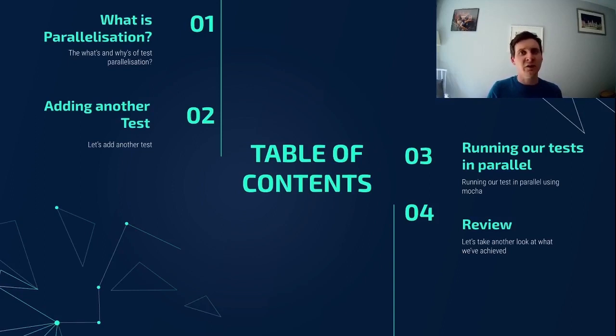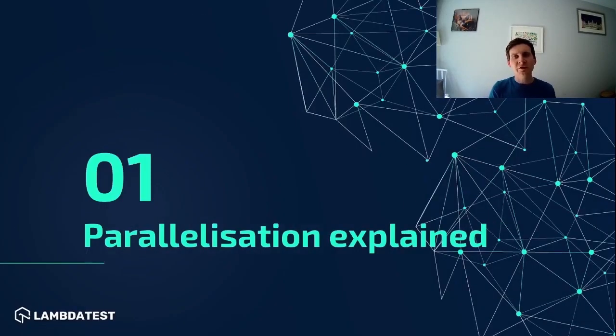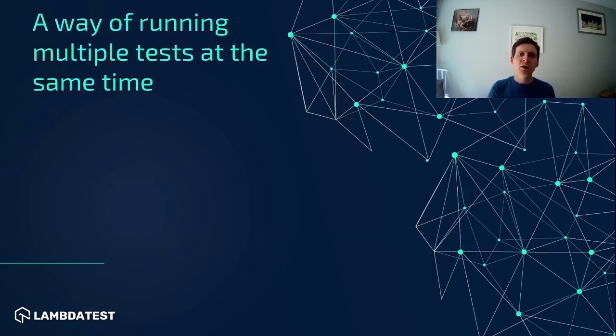So let's get started. First up, let's take a couple of minutes to understand what we really mean by test parallelization. So essentially, test parallelization is a way for us to run multiple tests at the same time. Now really there are two different ways we can run our tests, either serially or in parallel.